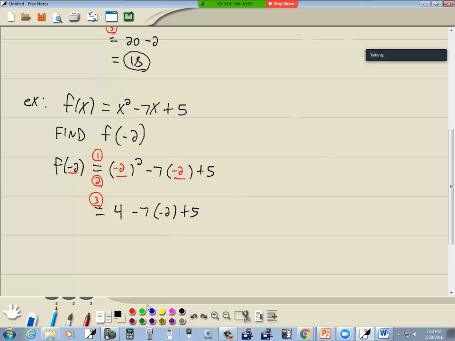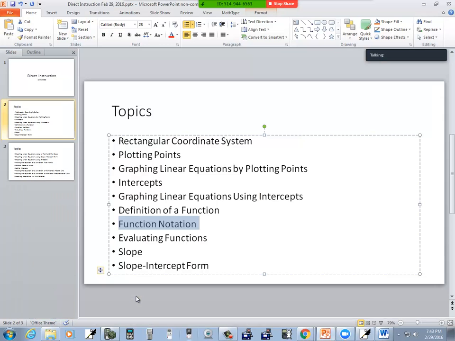My dear, multiplication and division. Well, we have negative 7 times negative 2. That gives us a positive 14. Aunt Sally, add and subtract. 4 plus 14 is 18, plus 5, which gives us 23. And that's our answer. And that's evaluating functions. Now, as always, if you have any questions on any of this, be sure to ask.